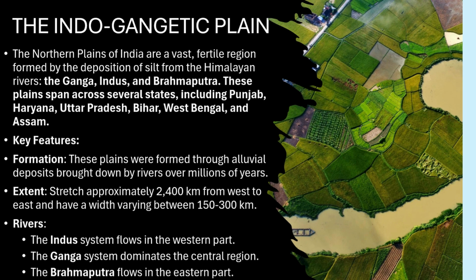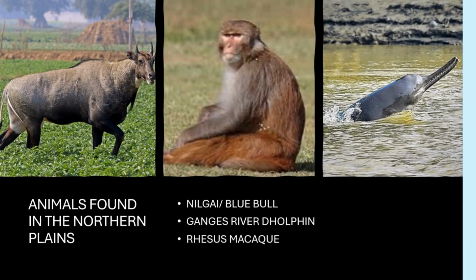They were formed through alluvial deposits, as we saw before. Extent: they stretch approximately 2,400 kilometers from west to east and have a width varying between 150 to 300 kilometers. Let's find out some animals found in these regions. The nilgai or the blue bull, also considered as the largest antelope in Asia.